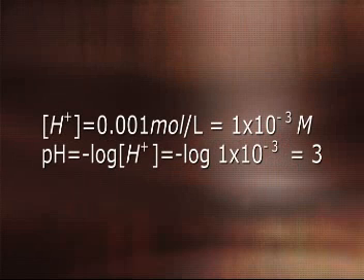Therefore, the concentration of hydrogen ion is equal to 0.001 moles per liter, or a molarity of 1 times 10 to the power of -3. We can use this in our original equation. Thus, negative logarithm of 1 times 10 to the power of -3 equals 3. Thus, the pH of our solution is 3.